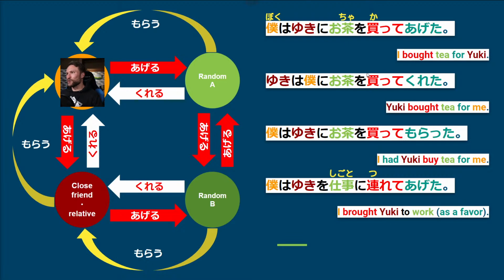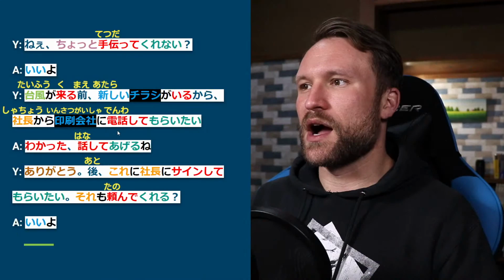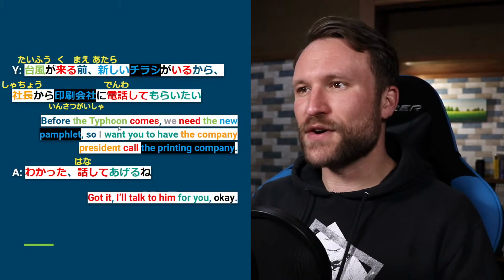Boku wa Yuki ni ocha o katte ageta. I bought tea for Yuki. Yuki wa boku ni ocha o katte kureta. Yuki bought tea for me. Boku wa Yuki ni ocha o katte moratta. I got Yuki to buy tea for me. Boku wa Yuki o shigoto ni tsurete ageta. 連れて行ってあげた. This is the actual correct sentence. That one, ignore it. That one was wrong. I brought Yuki to work as a favor. So that was our first section from last week.